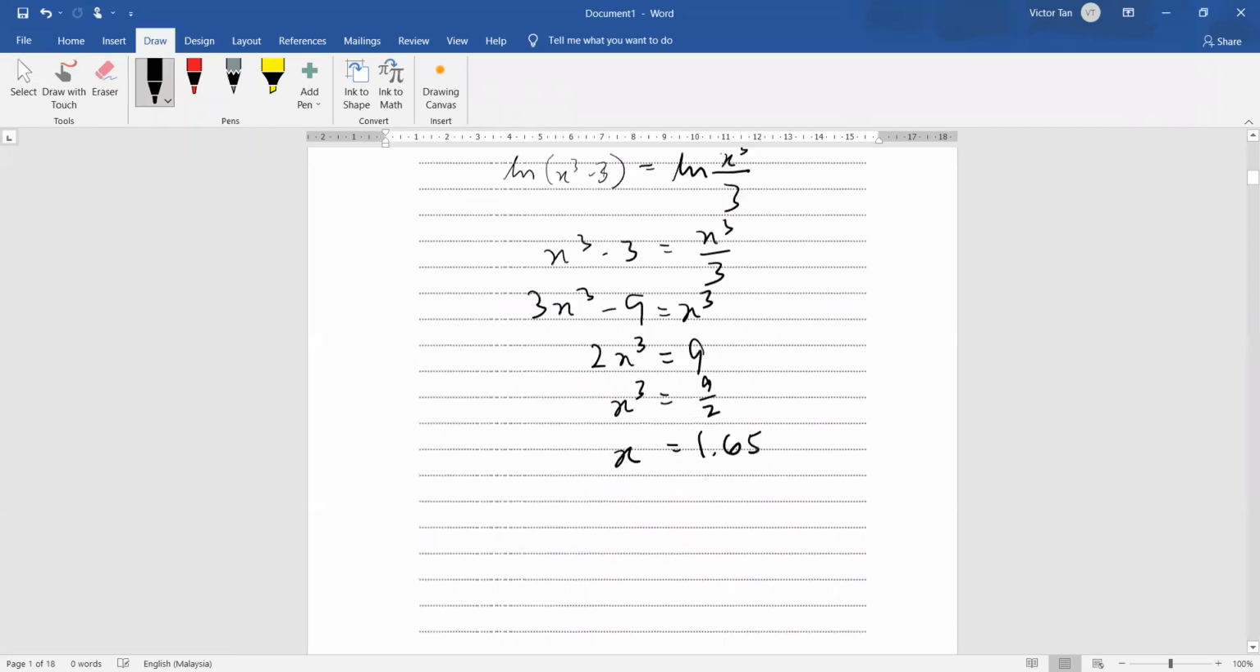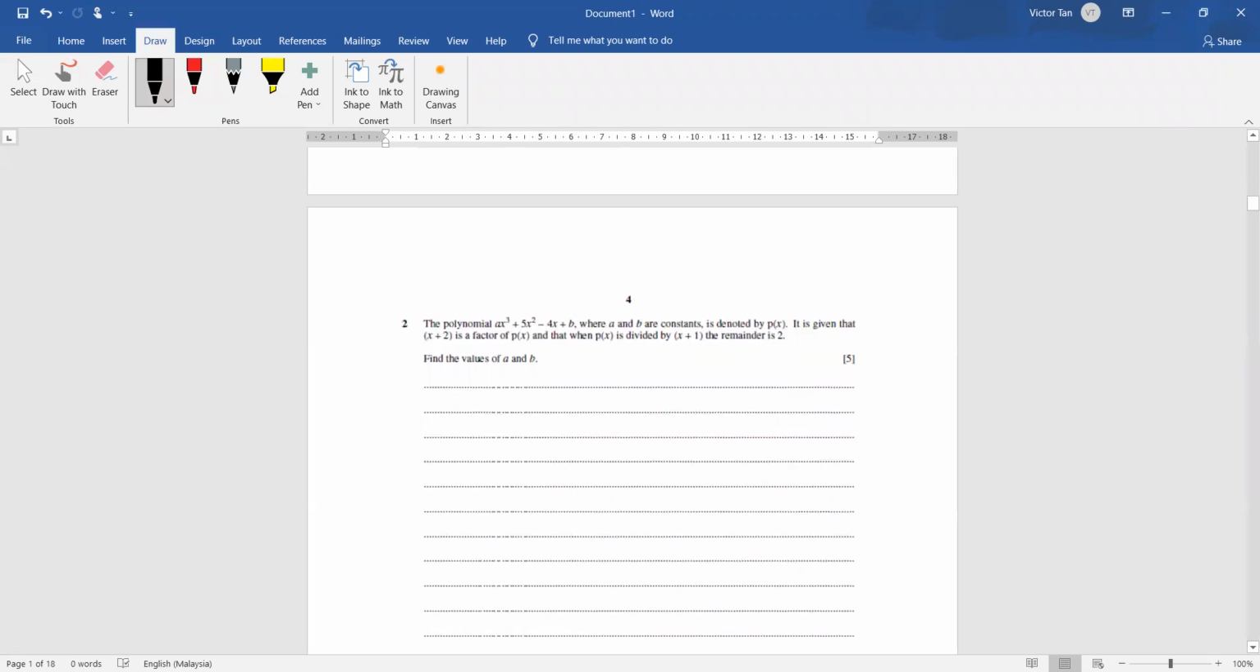Okay, next. The polynomial ax cubed plus 5x squared minus 4x plus b, where a and b are constants, is denoted by p(x). It is given that x plus 2 is a factor of p(x). So p of minus 2 is equal to 0. And when divided by x plus 1, the remainder is 2. So p of minus 1 equals 2.